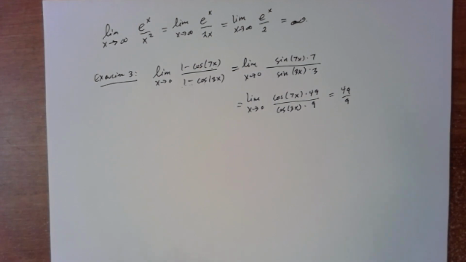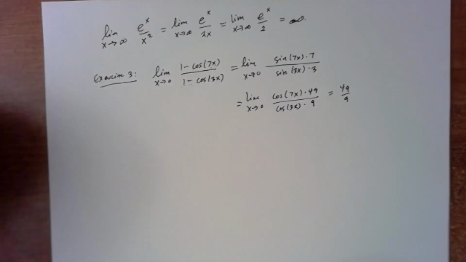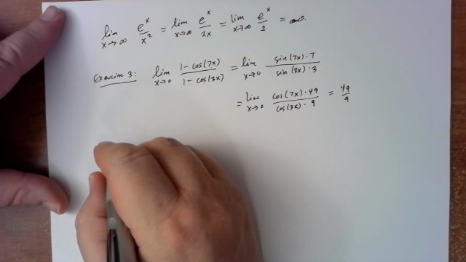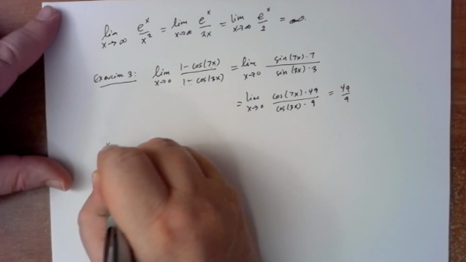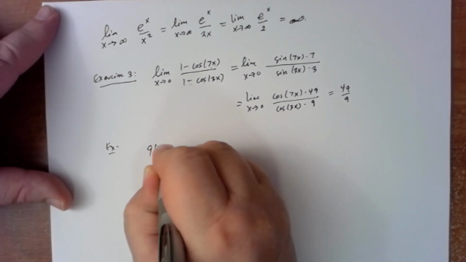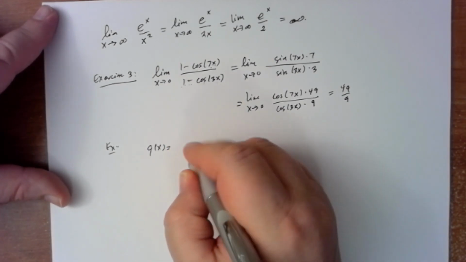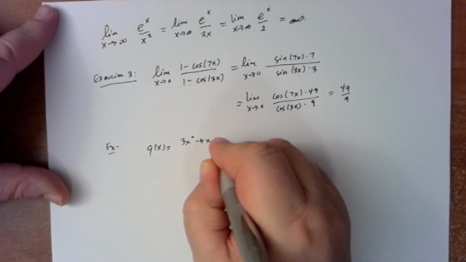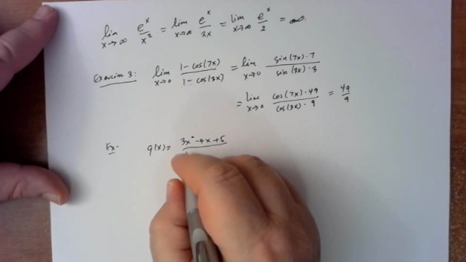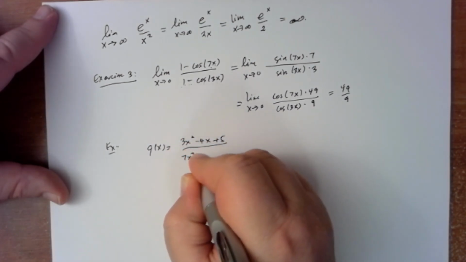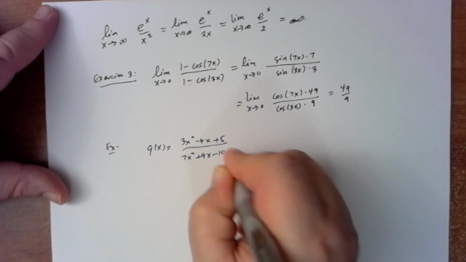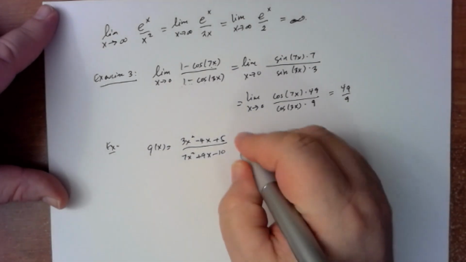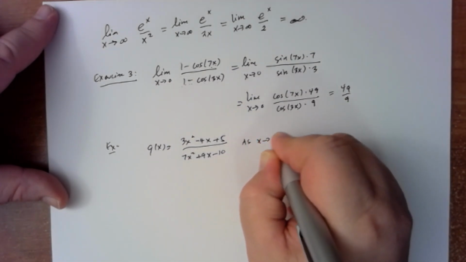Alright, so let's try just a little quick example here. Maybe we're backing up to do some polynomial over polynomial problems. So how about an example? Q of x is equal to 3x squared minus 4x plus 5 divided by 7x squared plus 9x minus 10. Okay, and we're asked to see what happens as x goes to infinity.